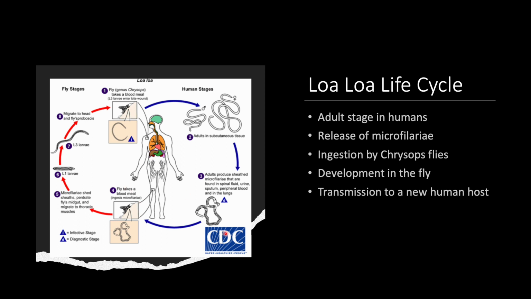And then the cycle starts all over when the infected fly bites another human and deposits the infective larvae onto the skin. So the larvae enter into the skin through the bite wound that the flies leave, and then they migrate to the subcutaneous tissues, and that's where they develop into adult worms, completing the life cycle, and this just keeps going on.